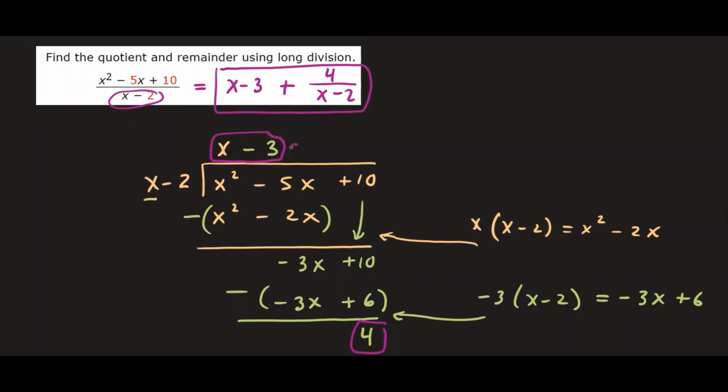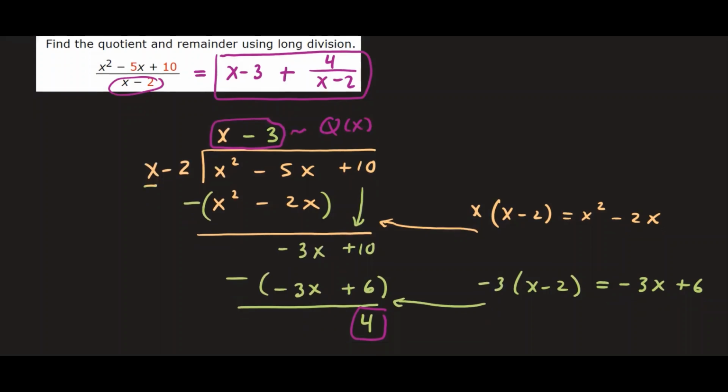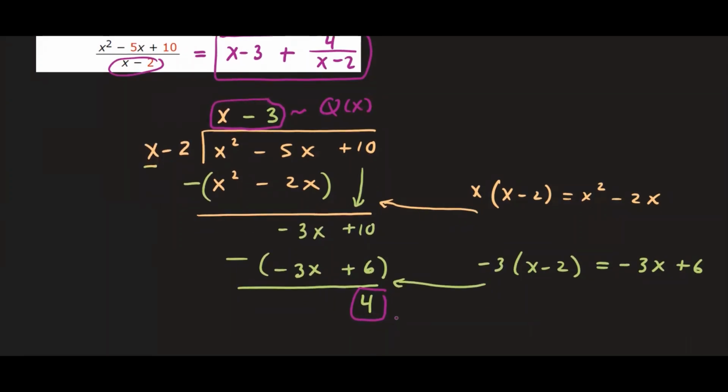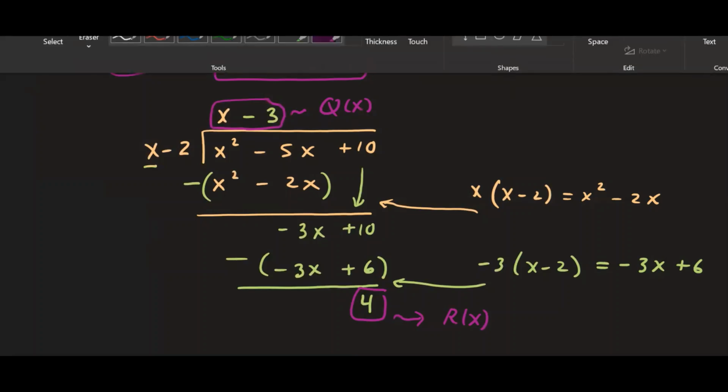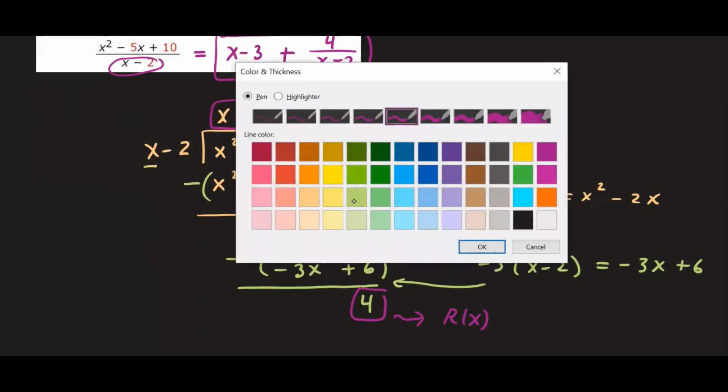And sometimes this is also written as q of x, which stands for quotient. And the 4 on the bottom we call r of x, because that's the notation we're using for remainder. Okay, so I hope this makes sense. Let's go ahead and do another example.